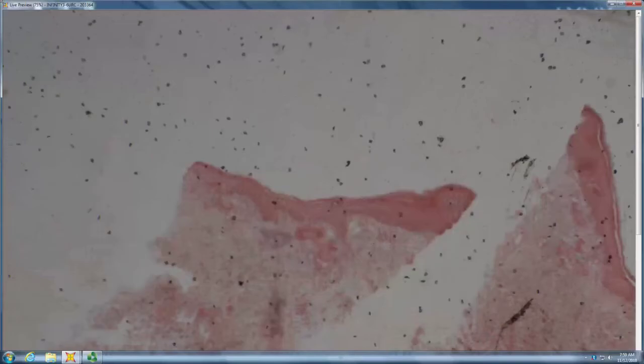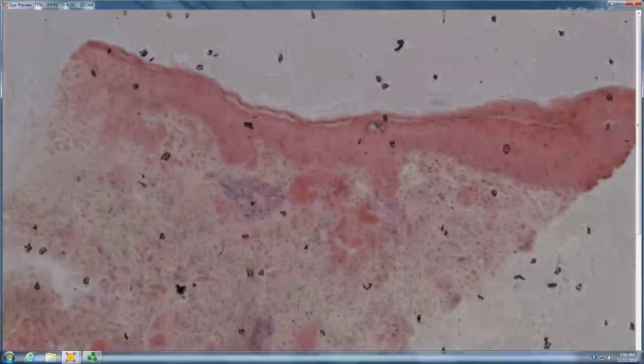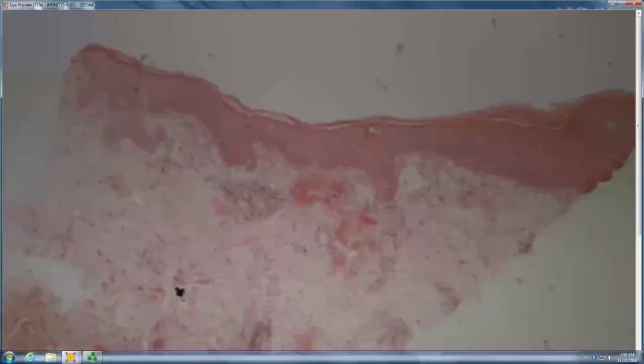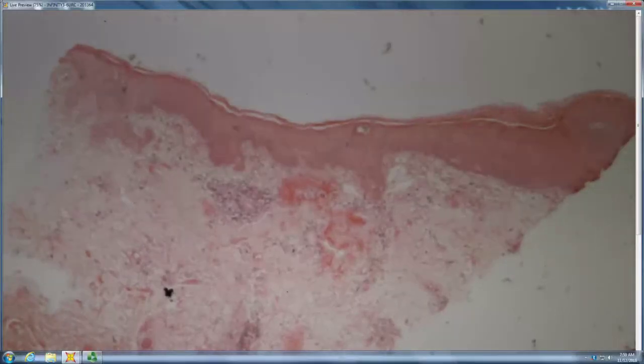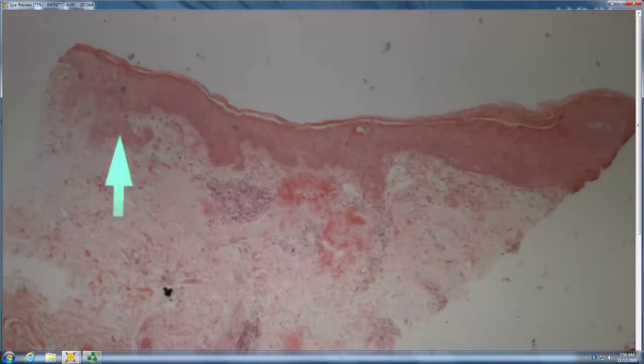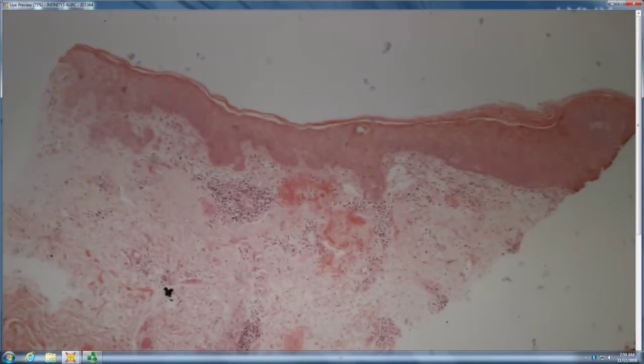Small punch. Acanthosis, irregular. Looks like some extravasated red blood cells. Perivascular lymphocytes. Perivascular, periadnexal, somewhat of a vertical orientation there. Some pigment incontinence below the epidermis. Like a lupus. Lupus, absolutely.